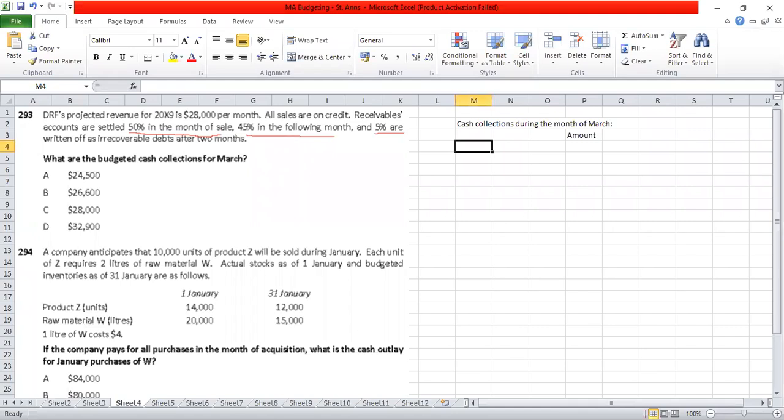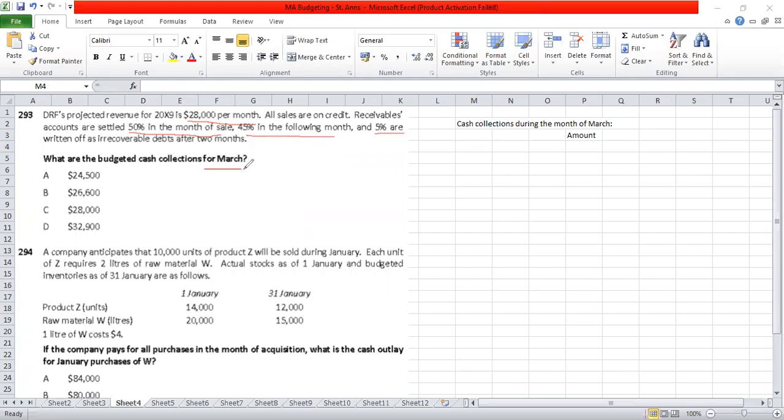I don't know whether you are able to follow this one or not, but technically we need to first understand the projected revenue for 20X9 is 28,000 per month. Okay, 28,000 per month is the sale. Now every month it is uniformly the same. All sales are on credit basis. So this 28,000 revenue is on account of credit sales, right? Receivables are settled 50% in the month of sales and 45% in the following month.